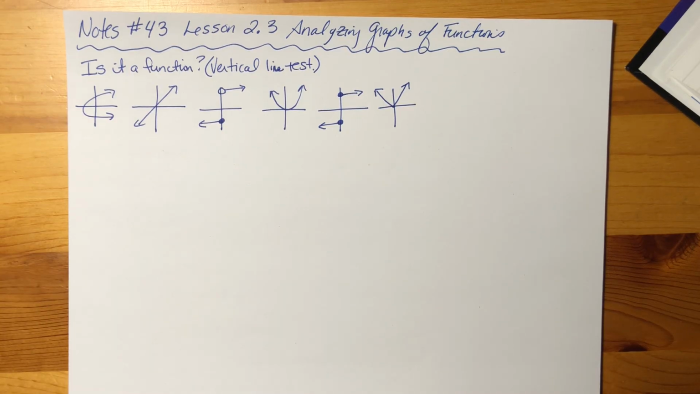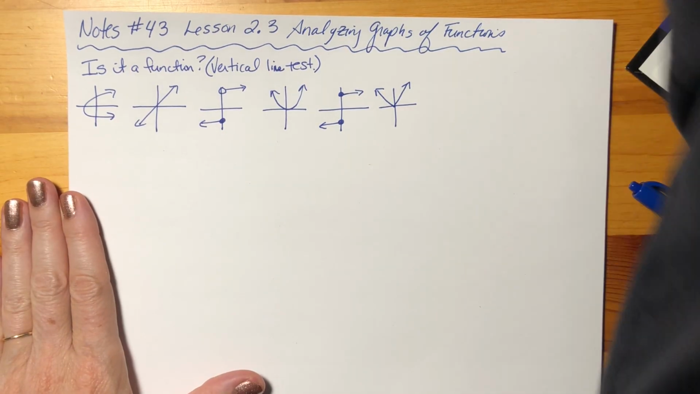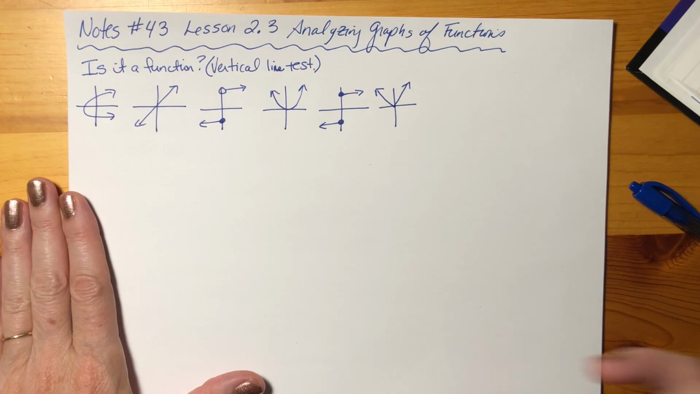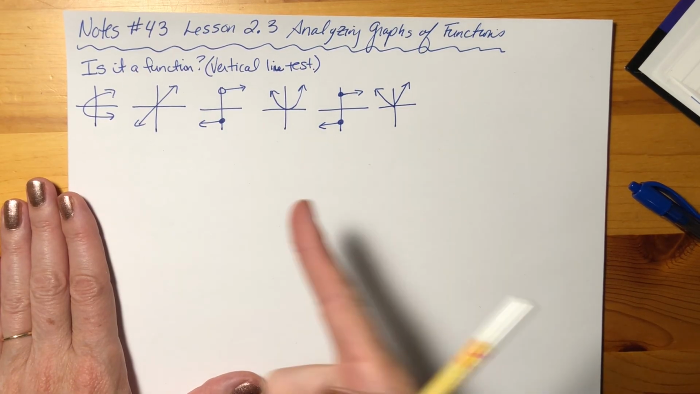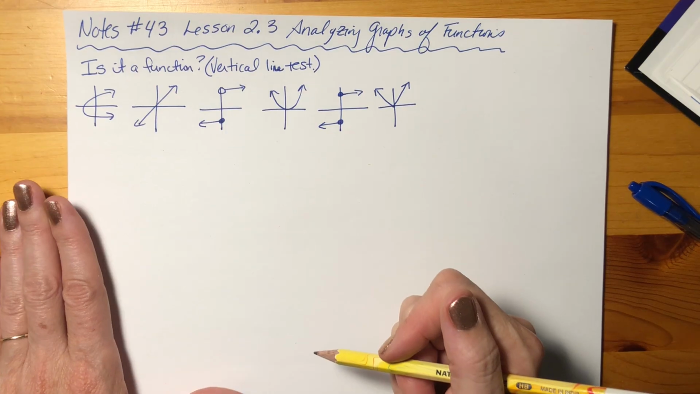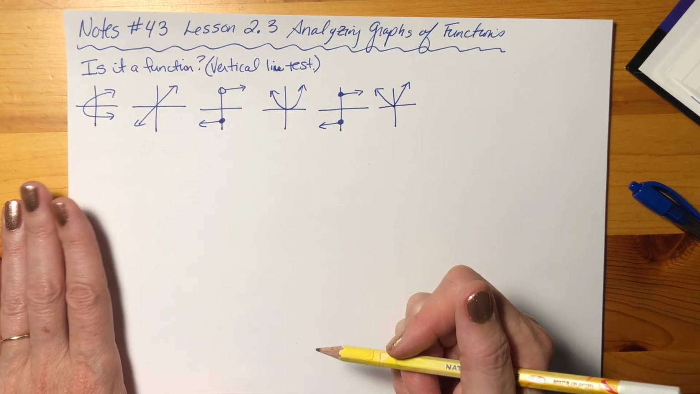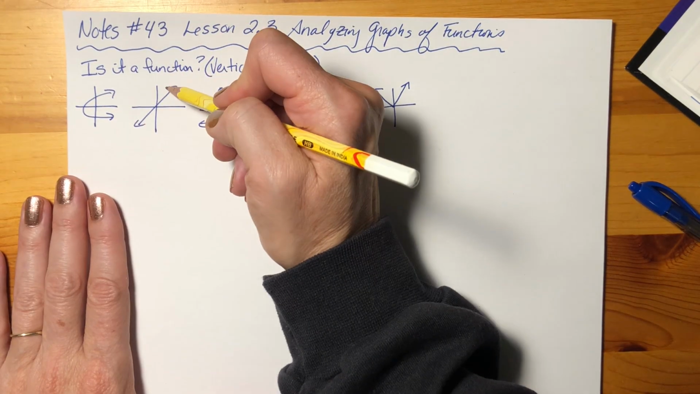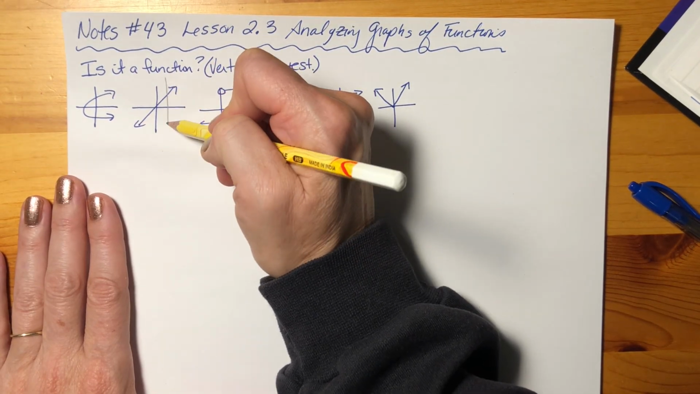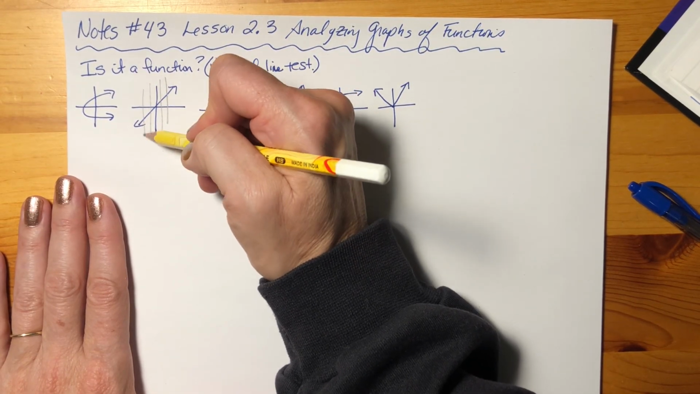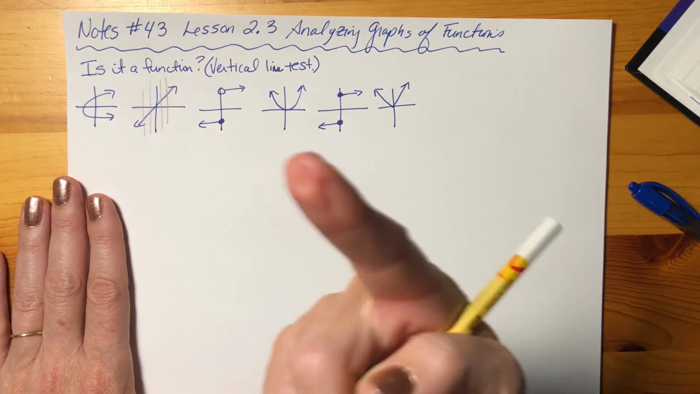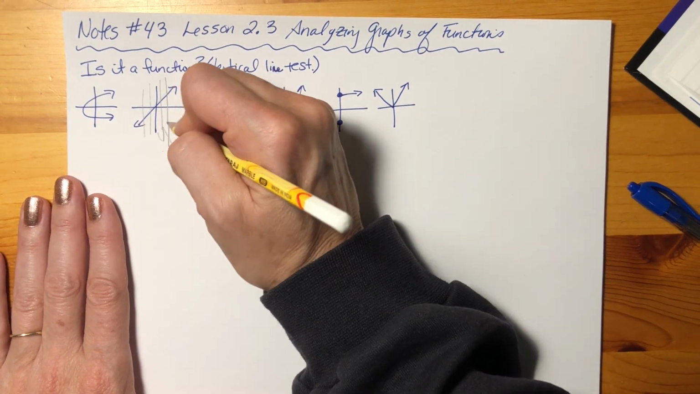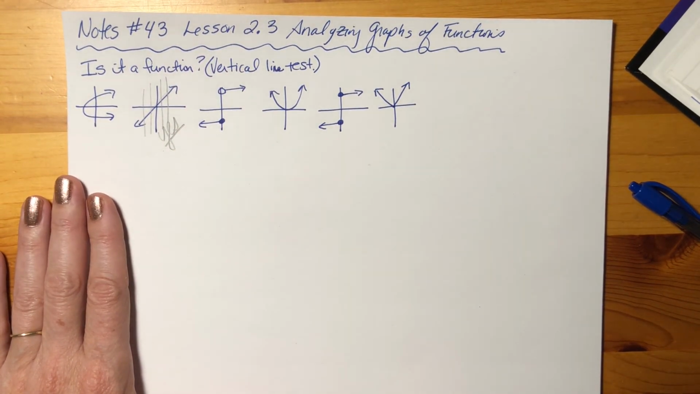The vertical line test says that if you drop a vertical line anywhere on a graph, that graph is only going to get intersected one time by your vertical line. If it only gets intersected one time, then it's definitely a function. So like this one, let's start with this line. If I drop a vertical line anywhere here, I'm only going to hit my line one time. So we say, yes, this is a function, definitely a function.